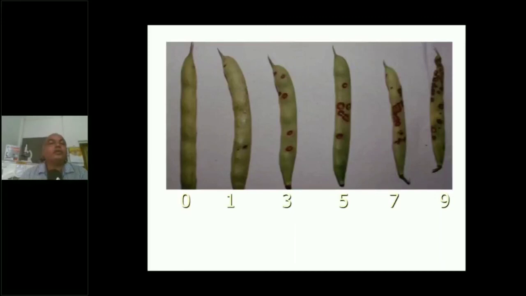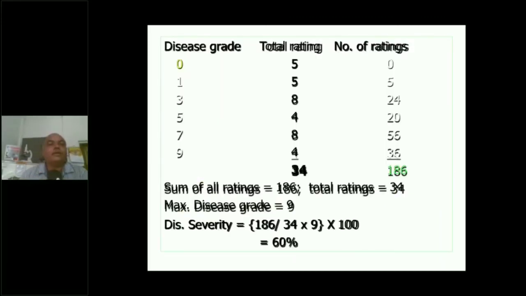And what you will do, you will grade it. Suppose your grade is 5, the first rating is 5. Then in the second you have 5. Then in the next you have 4. You have 8. Likewise, the total number of ratings which we have is 34, and the sum of all ratings which you got is 186. Total ratings are 34, and the maximum disease grade is 9.